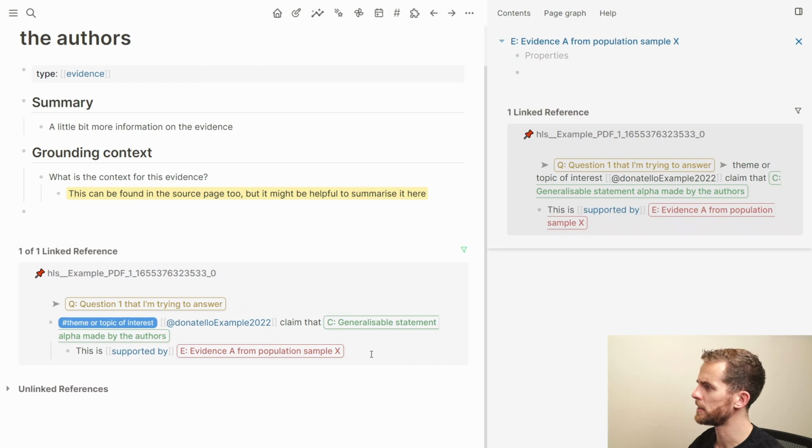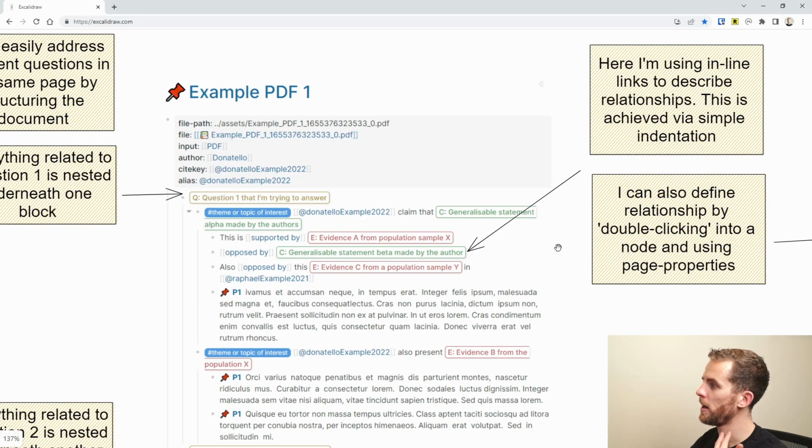Let me open this up in the right sidebar. And I can see here when I'm in this page, I can also do it backwards where I can say, okay, this evidence is supporting this generalizable statement. Great. Now, in future versions, ideally you'd want that to be able to go both ways, and we'll speak a little bit more to that later. Okay, going back to Excalibur though, I can also define this relationship by double-clicking into a node and using page properties. It's a little bit more complex, but let's have a look at that.